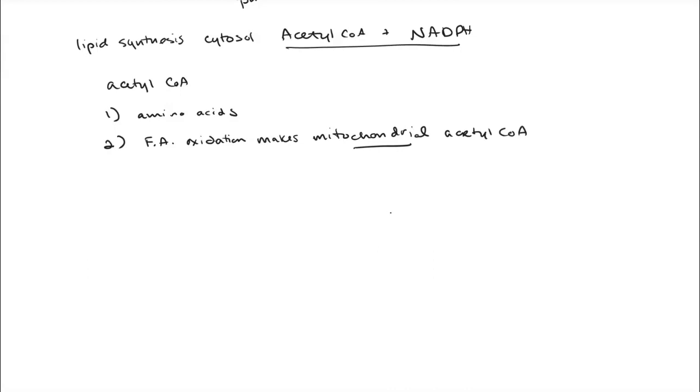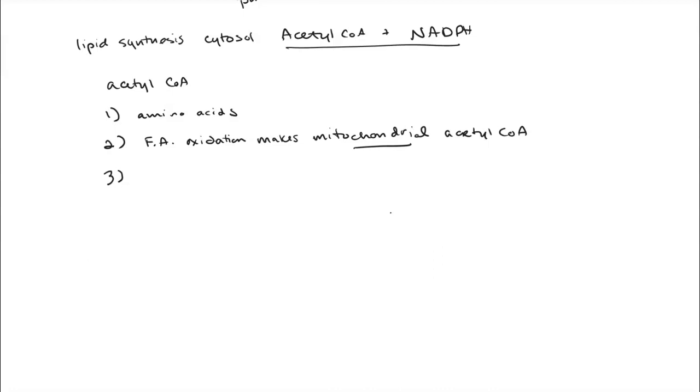Notice that's mitochondrial. There has to be a solution to relocate it into the cytosol. And then thirdly, glycolysis yields cytosolic pyruvate, which, after transport into the mitochondria, is converted to acetyl-CoA by pyruvate dehydrogenase.